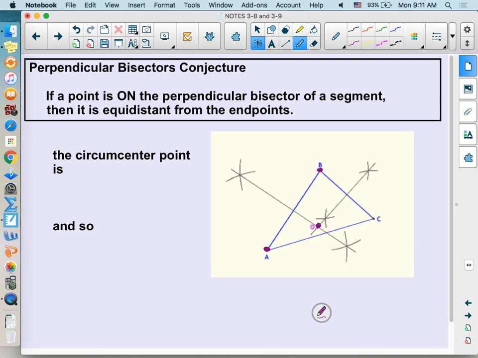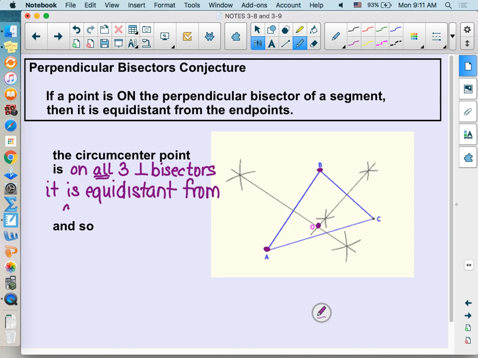Since the circumcenter is on all three perpendicular bisectors, here's what we know. It should be equidistant from each of those endpoints. So it should be equidistant from all the vertices. Since it's on all three perpendicular bisectors, that point, that circumcenter, is equidistant from all three of those endpoints of the segments, all three vertices. So this is how geometry finds a point that's the same distance from three locations.